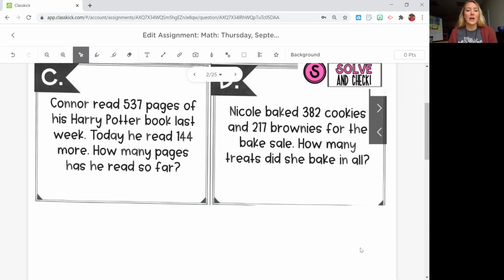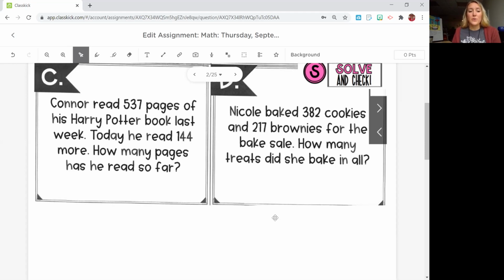Connor read 537 pages of his Harry Potter book last week. Today, he read 144 more. How many pages has he read so far? First thing we do is circle important numbers. Second thing you do is underline the question.